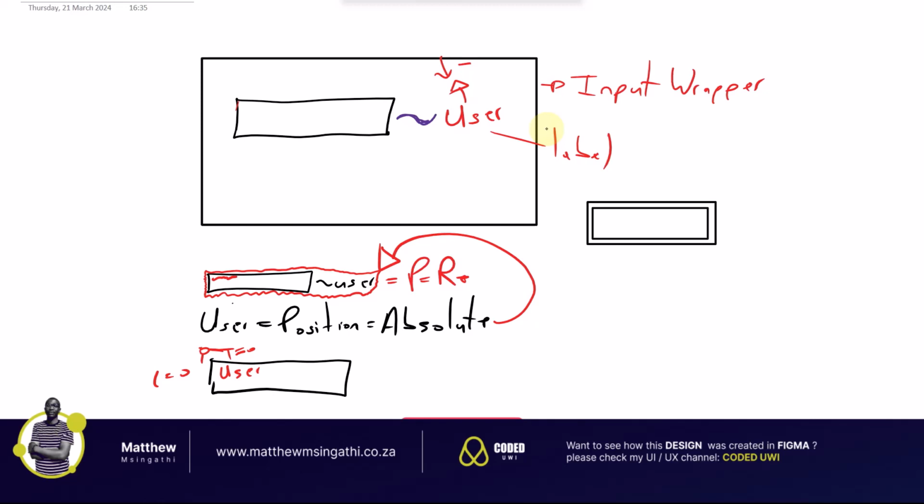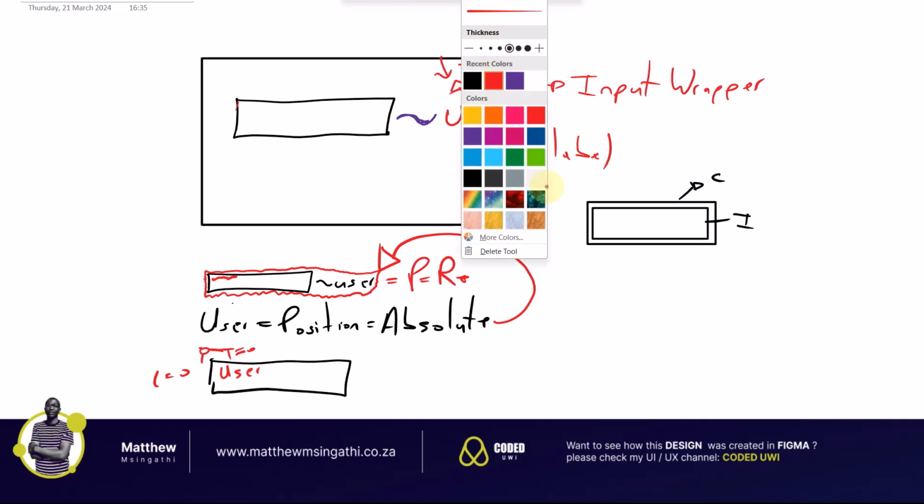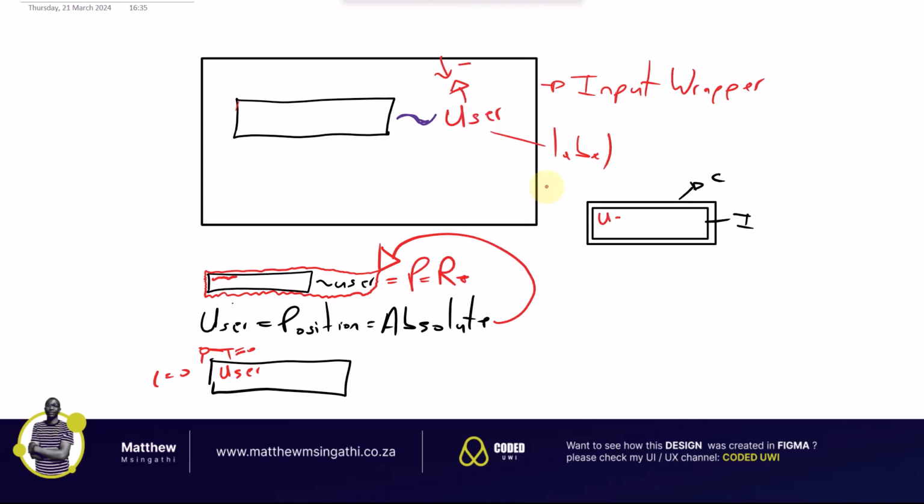Okay, as you can see, this is the container and this is the input, and this will be the user, the label, because the top of this label is 0 and the left is 0. This is the left of this container, but because it's so close to the input, you can't tell the difference. I hope you got that one.